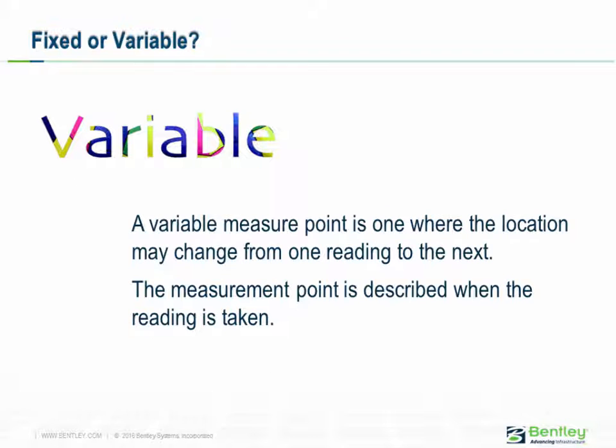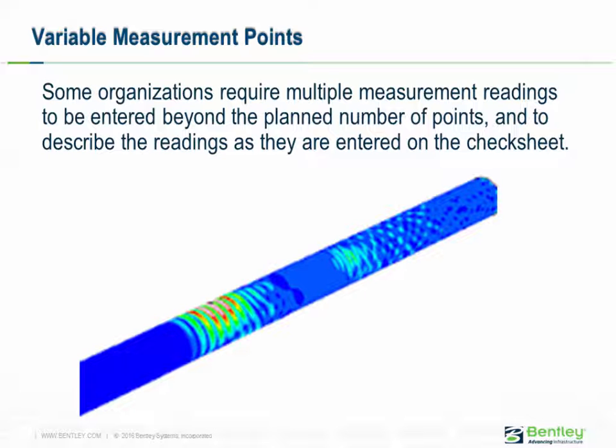A variable measurement point is a measurement point where the location may change from one reading to the next. The measurement point is described when the reading is taken. For a length of pipe, a reading may be taken where there is visible sign of wear, deterioration, or some other non-normal state. There is a general need in a number of industries to inspect long or large assets for various conditions or defects. Examples are pipelines, subsea structures, and rail tracks.